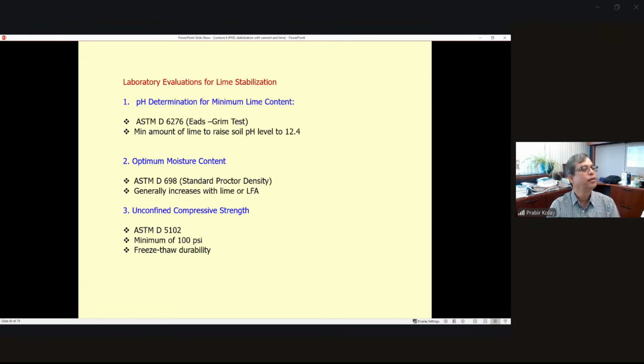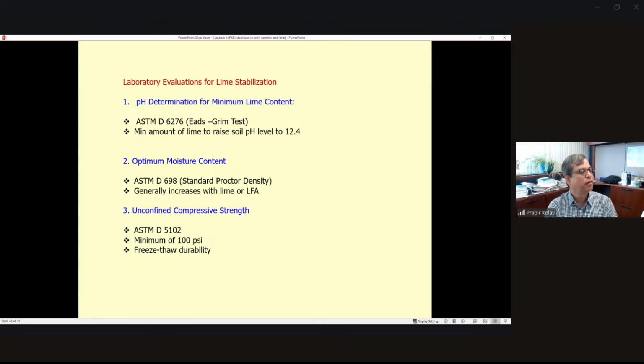There are a few things you need to check. For evaluation of lime stabilization, as I mentioned, the Eades and Grim method. First, you add soil and different percentages of lime and see what the pH is. It's a quick test. So 12.5, that is the minimum amount of lime required. Then you may need to add more, and when the pH is almost stable, that is the minimum requirement.